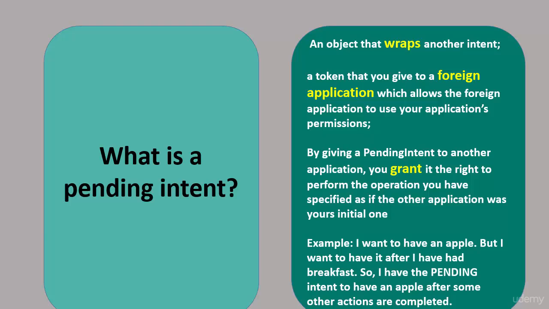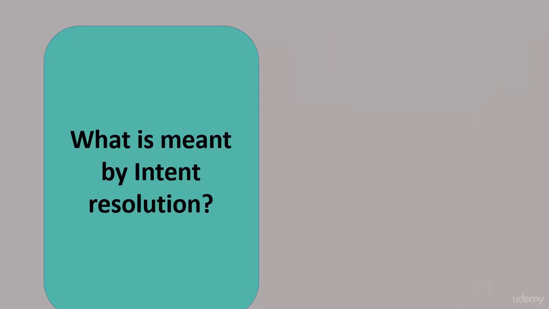And here is an example from real life, how you may think of a pending intent. For example, I want to have an apple, but I want to have an apple after I have had breakfast. So I have the pending intent to have an apple after some other actions are completed. You see, actually, my intent to have an apple wraps the other intent to have breakfast. That's the correlation and the way you may think of it.